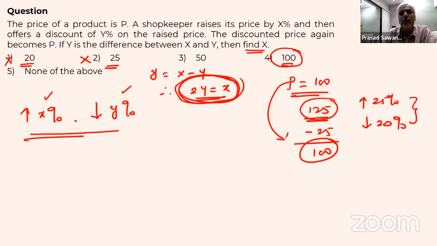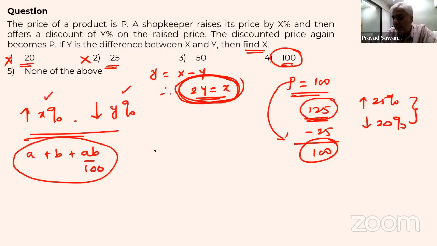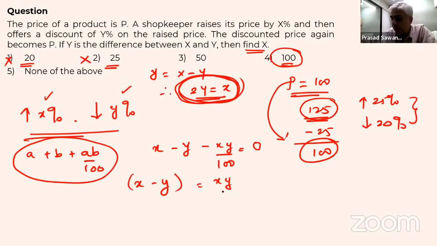For the ones who don't understand this and don't want to use options, and want to use a regular approach: do we know successive percentage change? A plus B plus AB by 100. We all know it. So if I increase by X and decrease by Y, which means Y is negative, then the product will also be negative, and I'm getting a net impact of 0, which means X minus Y plus (X into minus Y) upon 100 equals 0, that is, X minus Y is equal to XY upon 100.